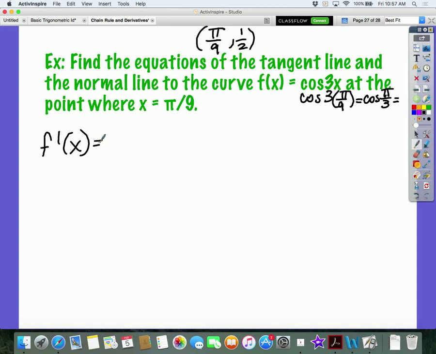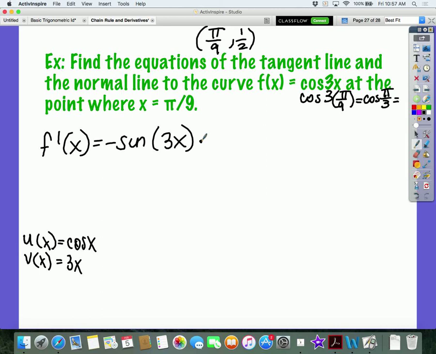We've got to find the derivative of cosine 3x. It is chain rule. What's my outside function? Cosine x. And my inside? 3x. So I do the derivative of the outside, which is negative sine x, but I'm not going to put an x, I'm going to put a 3x, and then I have to multiply by the derivative of my inside, 3. So there's my derivative.